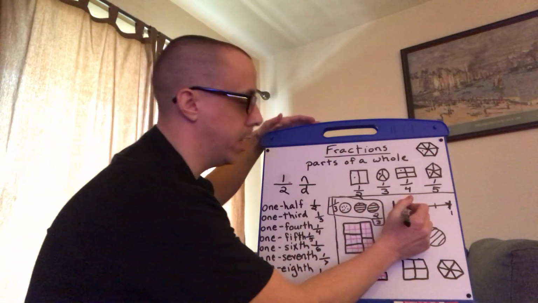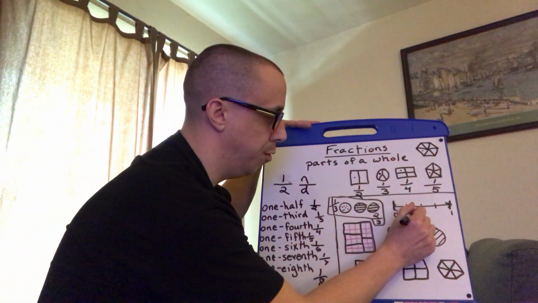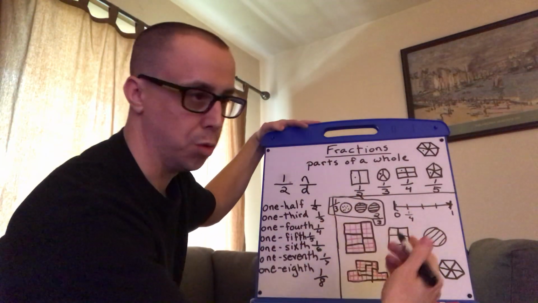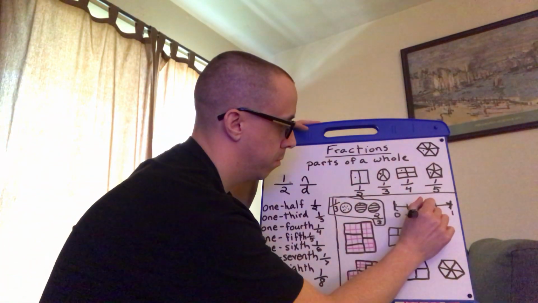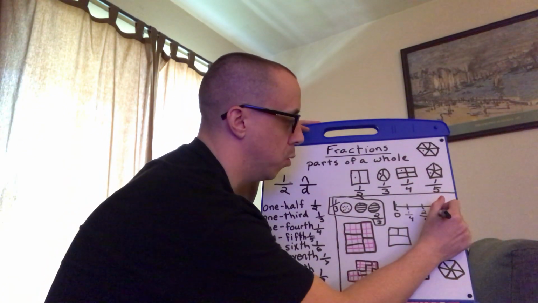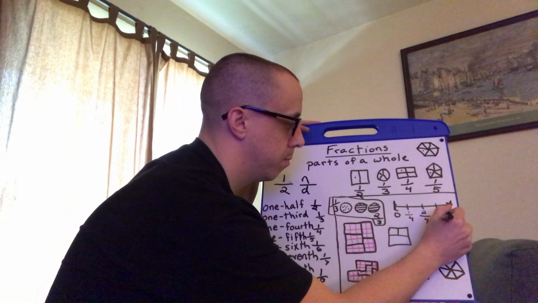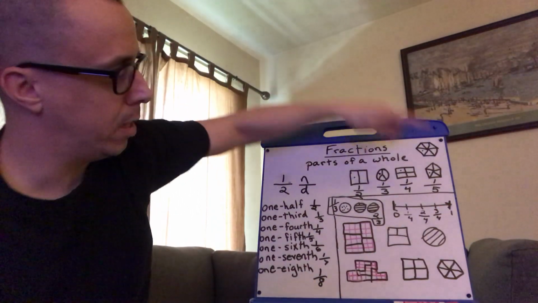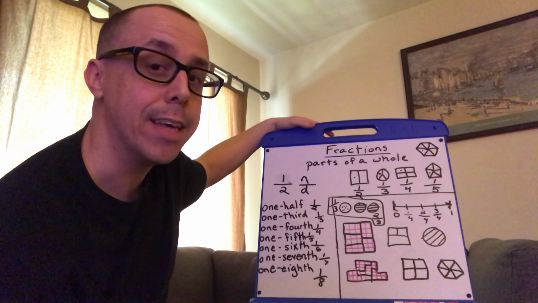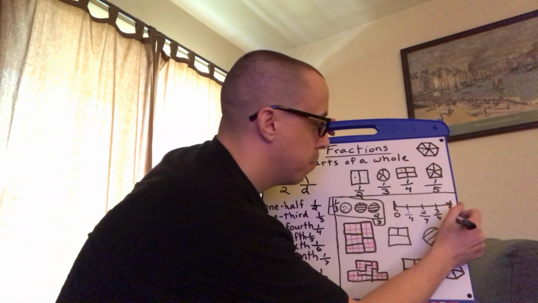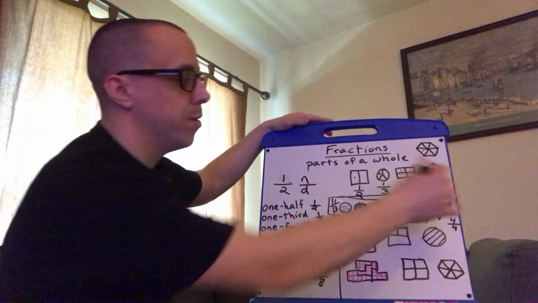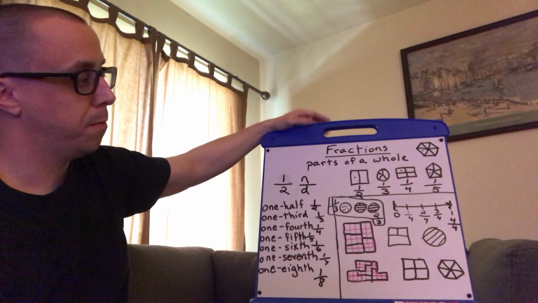So this line here represents 1/4, and then the next one is 2/4. The next one is 3/4, and the last one, the number 1, can be represented as a fraction. You can say that it's 4/4. So 4/4 is equal to 1.